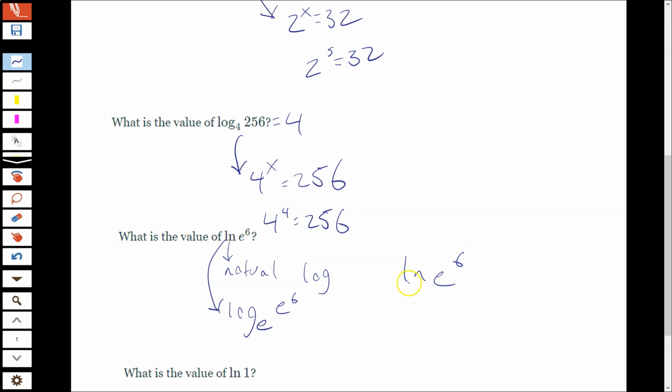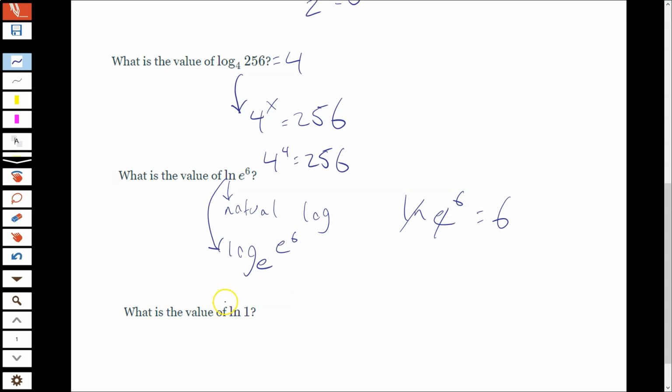So this is really just canceling each other out. These are inverse operations in like the strict sense. So you can do that. You can cross out natural log, cross out e, and you just get 6, right? Because e to the 6th power is e to the 6th. Okay. So anytime you see natural log of an e, you can think of it as just canceling each other out, inverse operations, just like that. Remember, e is a number, not a variable.